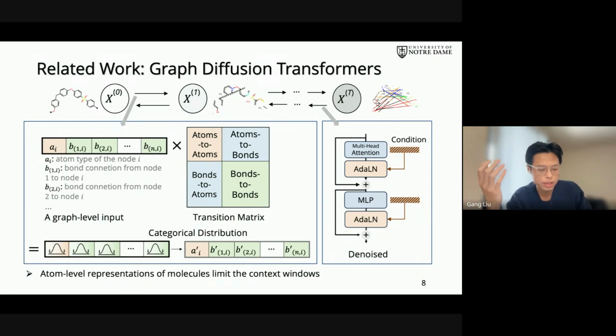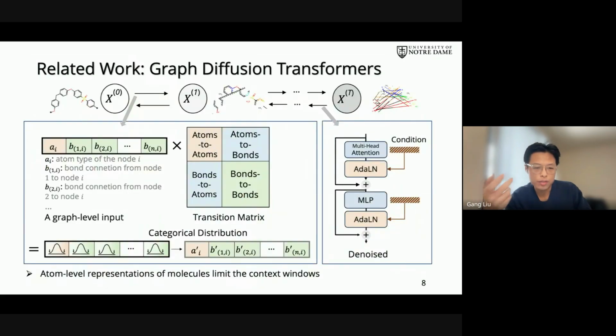This new graph level input avoids modifying the transformer architecture in the denoising process. As we can see in the figure on the right side, we use a pretty standard transformer architecture from the diffusion transformer models. It interacts with a condition vector through adaptive layer normalization. In this way, we can keep the scalability of the transformers.